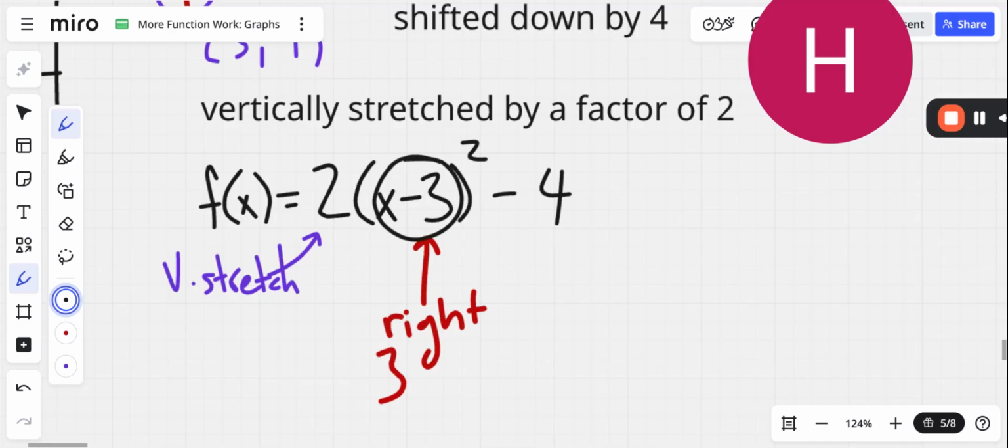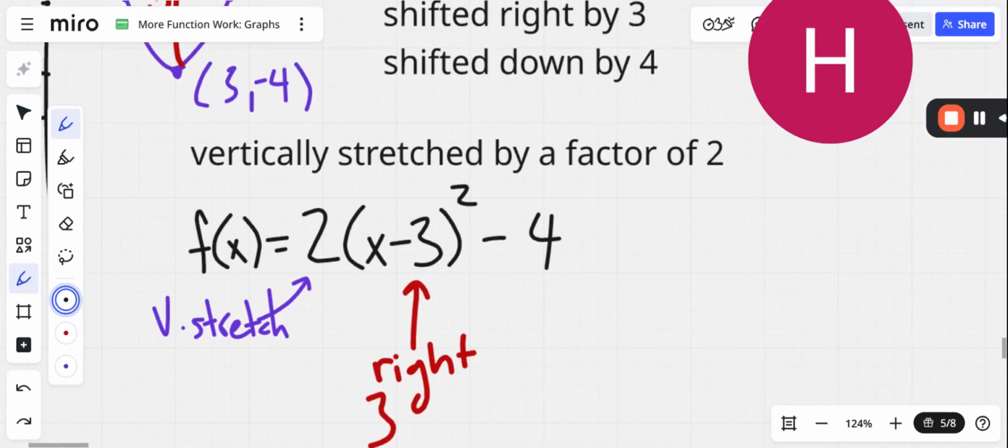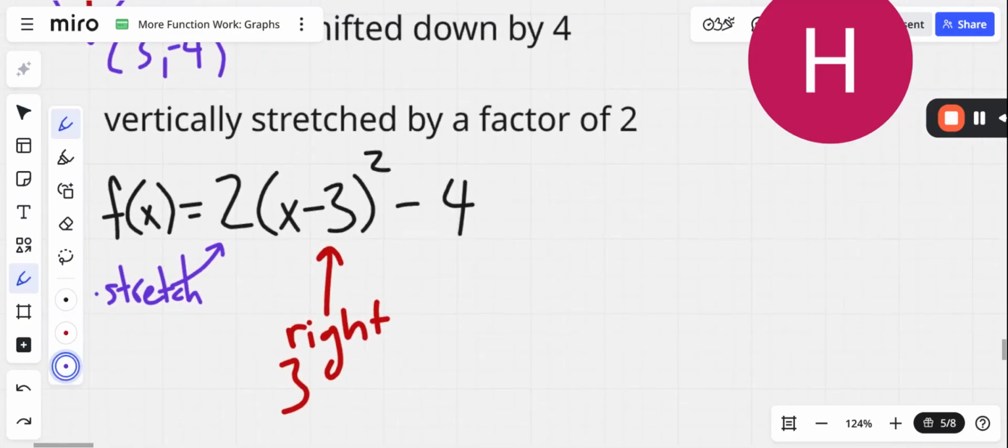And lastly, we have this vertical shift. Now the vertical shift is very cooperative. If the shift is downwards, we're going to have a negative. And if the shift is upwards, we're going to have a positive. So this captures all of the information about the transformation of the function x squared.